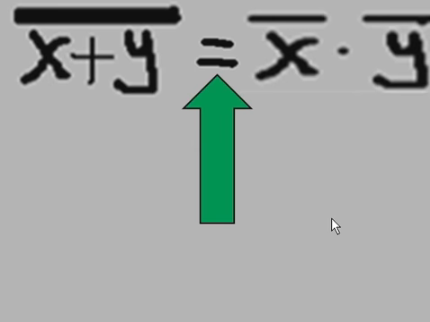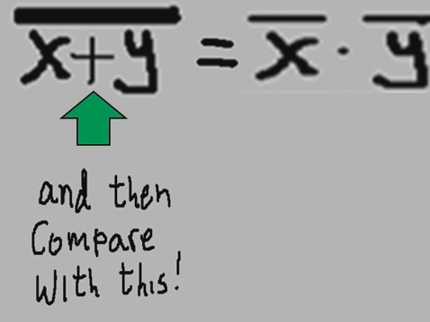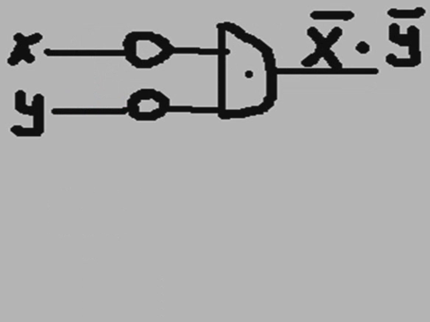These two are equal. Really? How do you know? Well, we really don't. So what we'll do is we'll truth table this one first, and then compare with this one, with this truth table. So let's start with this guy.